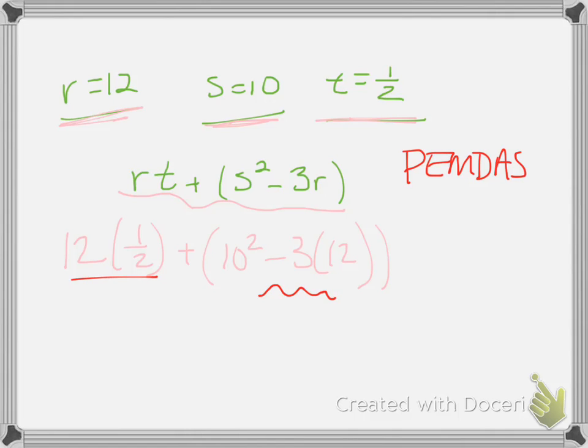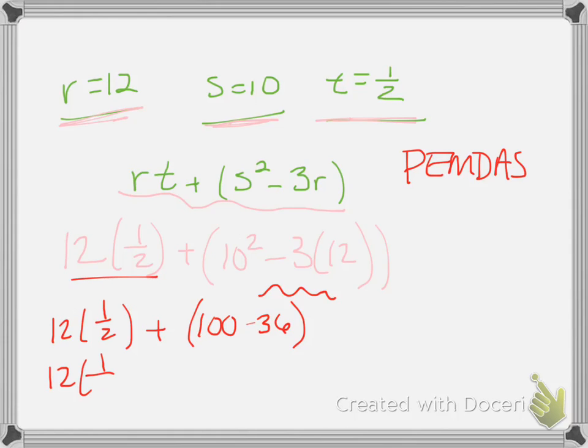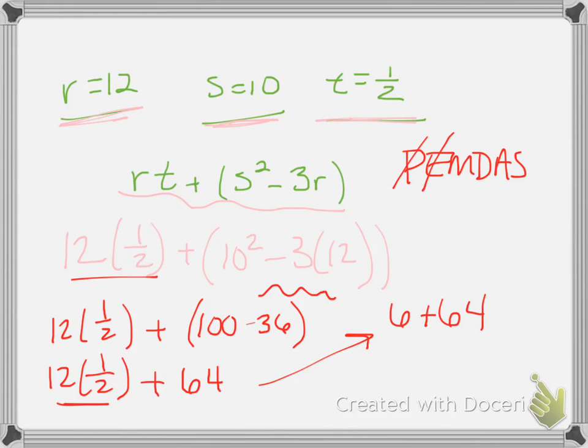So 10 squared is 100. And 3 times 12 is 36. I still have stuff in my parentheses that I can do. So 100 minus 36 is 64. I don't have any exponents. I can multiply 12 times 1/2, and it's going to get me 6. And then I just take 6 plus 64 to give me 70.